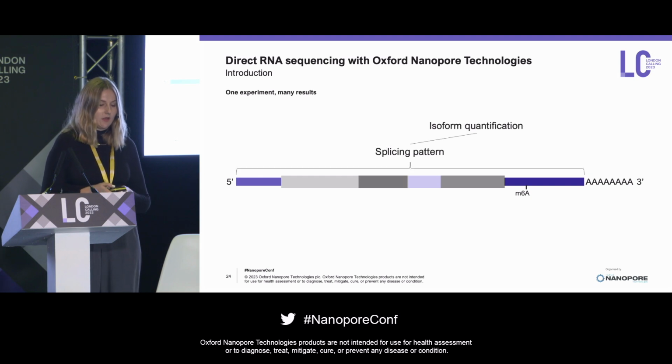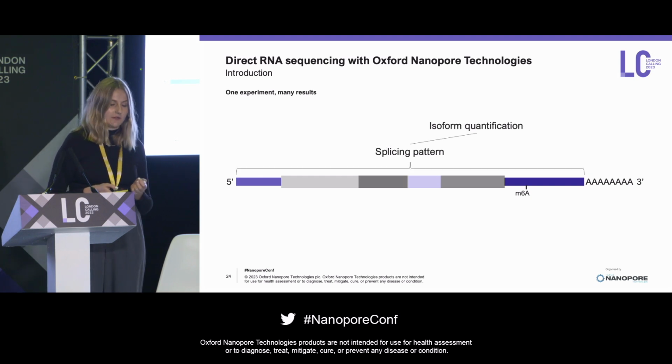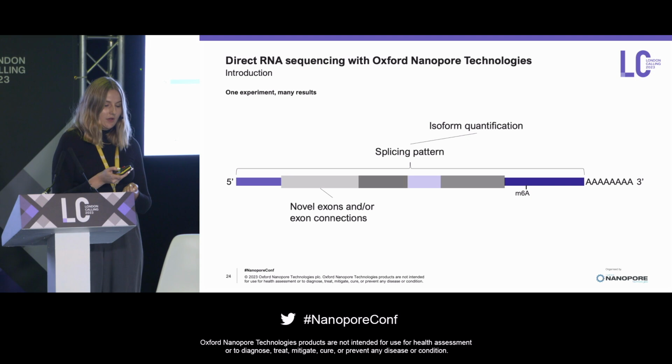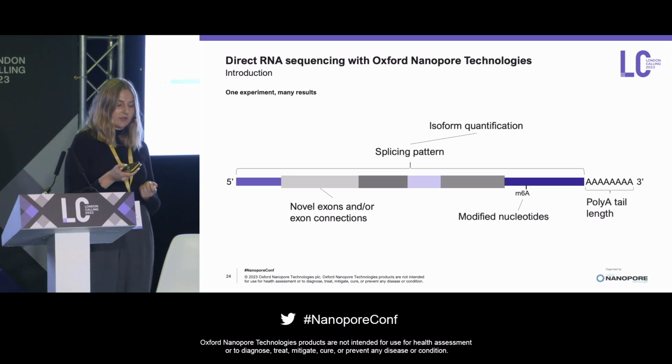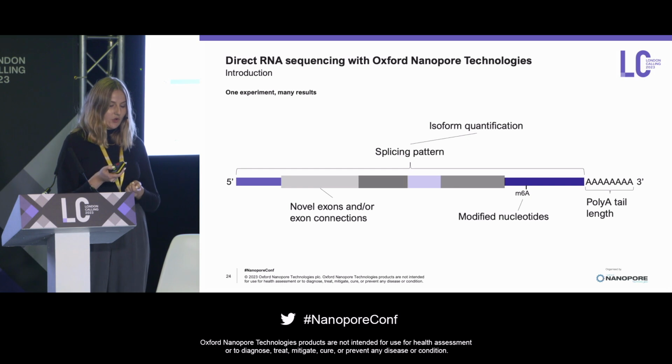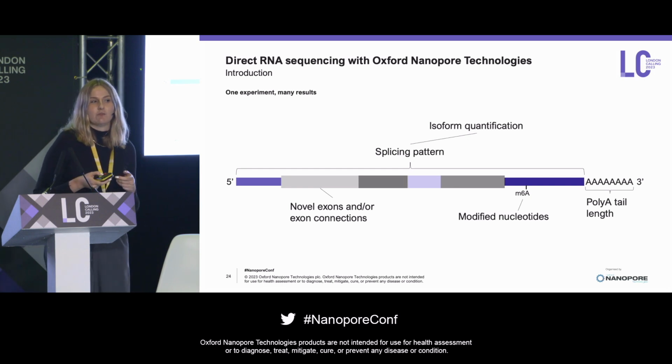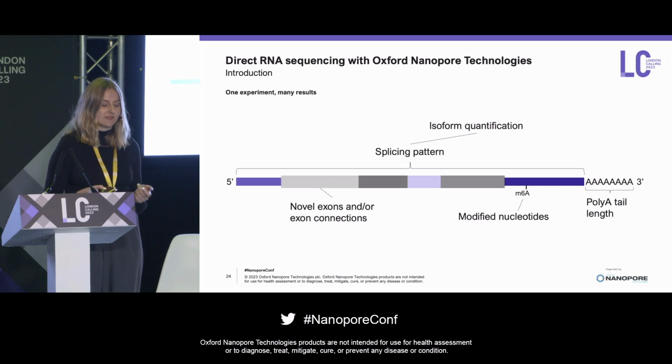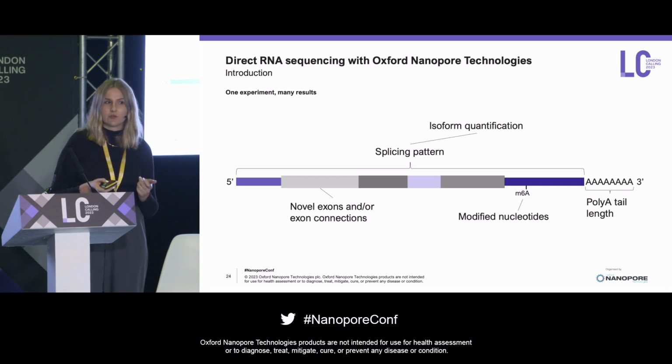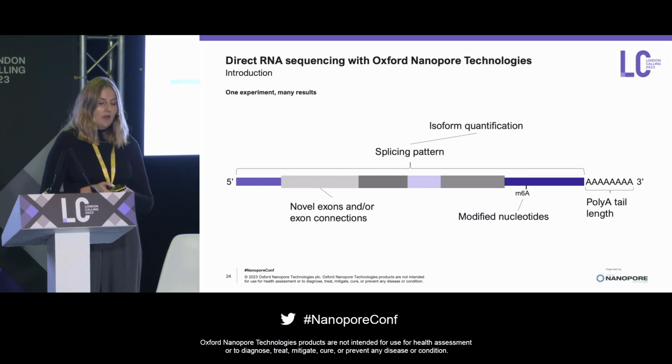So we get the splicing pattern, which allows us to accurately quantify different isoforms. We can find any novel exons or connections, identify RNA modifications, as well as quantifying the poly A tail length. Without direct RNA sequencing, we would have to perform a series of different experiments to obtain all of this data, which is both time and resource intensive. Now we get all this information from a single experiment, and so this gives us many avenues to investigate. Today, I'll mainly focus on those from isoform quantification and also the RNA modification M6A.